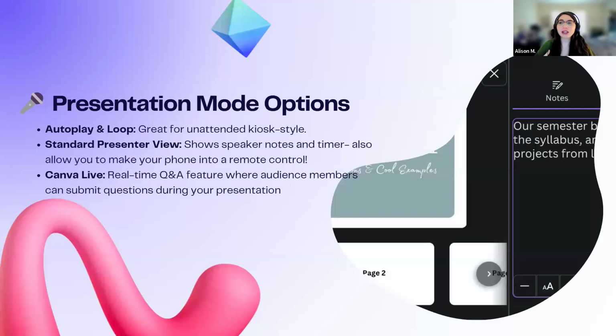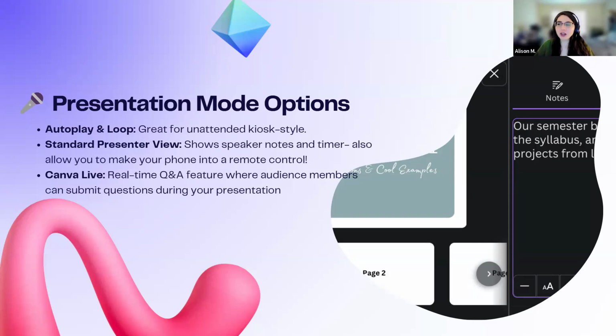First thing presentation mode allows you to do is autoplay and loop, which is so useful. We use that all the time at the library. Essentially, that allows me to start up a presentation and just have it autoplay in the background. So it'll just automatically move through the slides.